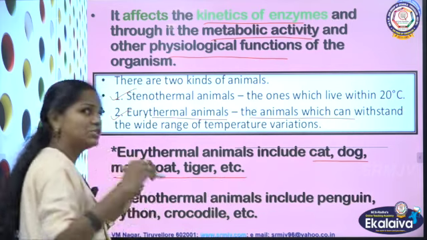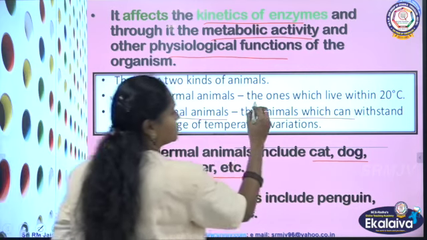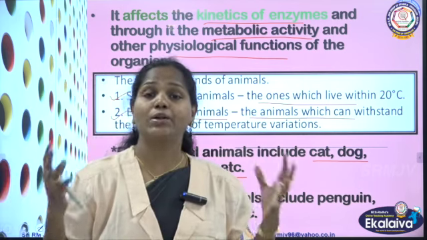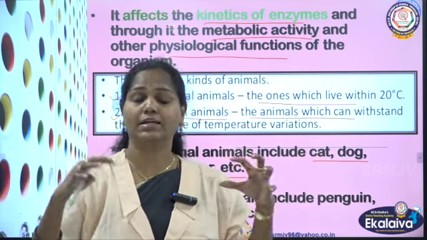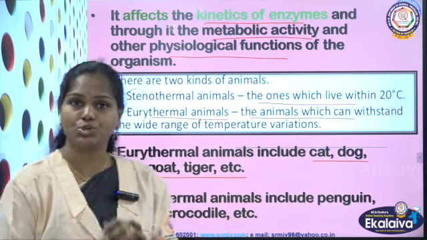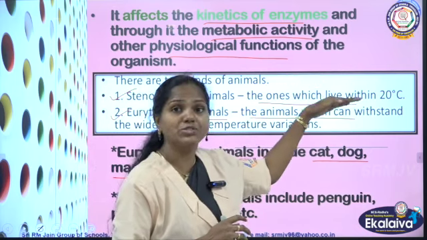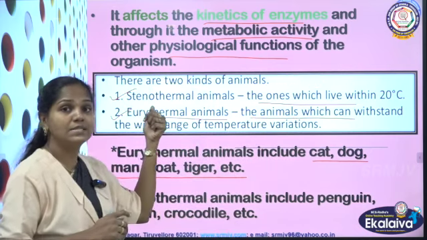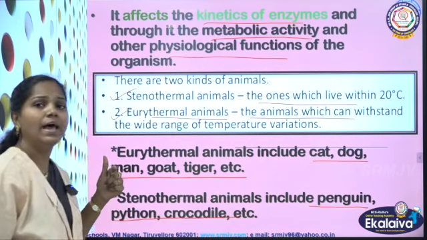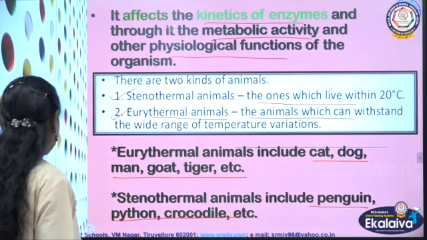I have given some examples of eurythermal animals. This is given in your textbook, so you can take down these examples. Then stenothermal animals: the ones which live within 20 degrees Celsius, in the sense that they cannot survive wide changes in temperature. They are confined only to a narrow range of temperature. The organisms or animals confined to that narrow range of temperature, we call stenothermal animals, and these are the given examples. Please note it down.